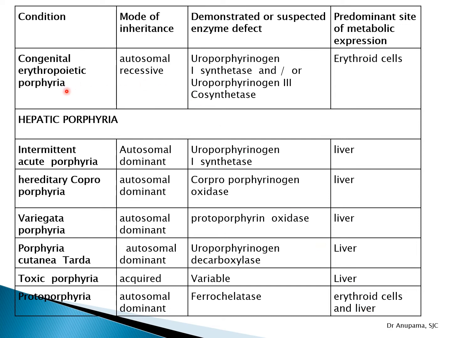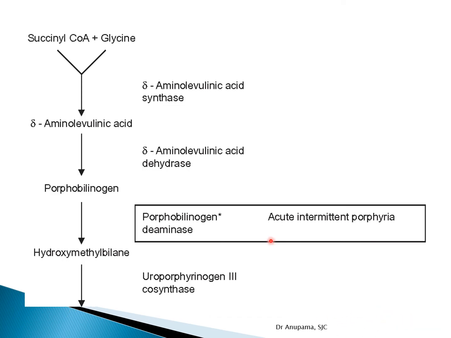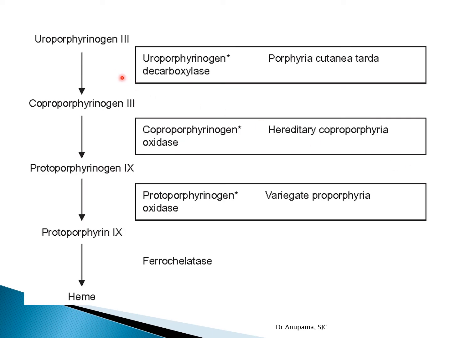So we have erythroid porphyrias, then hepatic porphyrias, then hepatic and erythroid porphyrias. In the case of acute intermittent porphyria, the enzyme that is defective is porphobilinogen deaminase, because of which the porphobilinogen level increases, and thereby you find it excreted in the urine. Then you have porphyria cutanea tarda, which is because of the defect in uroporphyrinogen decarboxylase. You find increased levels of uroporphyrinogen 3.